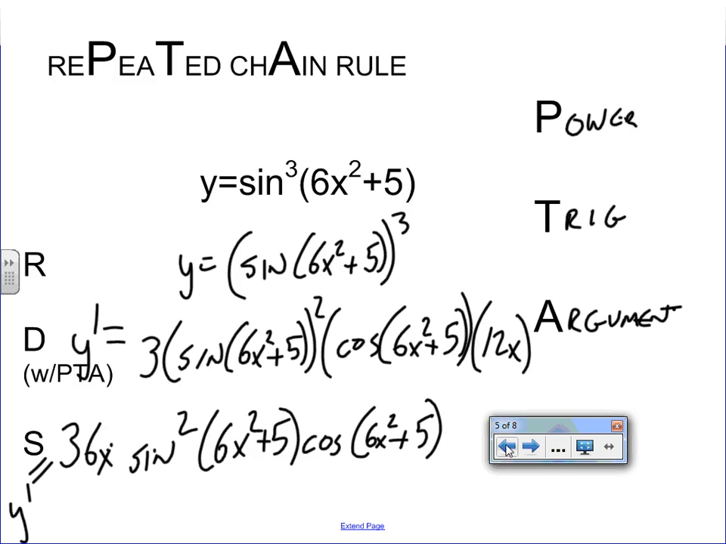So chain rule with trig is no real different from the other one. If we get into that repeated chain rule, and it's a problem that looks like this, the sine, cosine, or whatever to some power, taking its derivative, we have to do that three-step sort of chain rule. It's like a chain rule within a chain rule within a chain rule. It just goes on forever and ever.